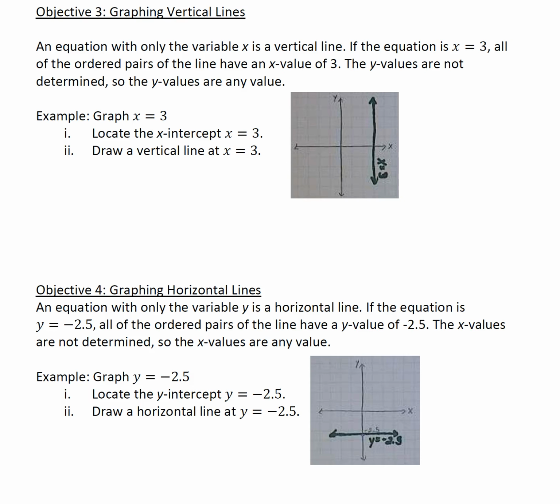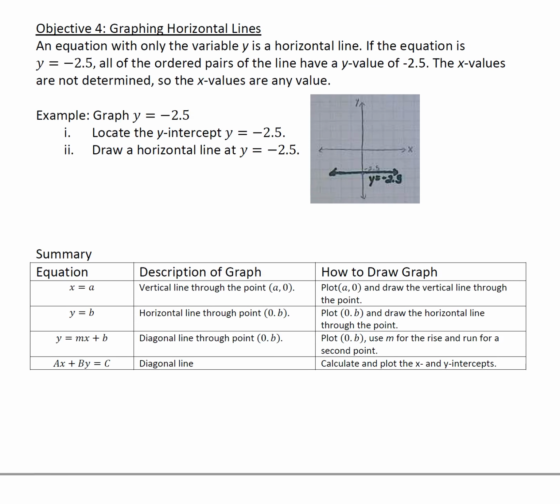Moving on to graphing horizontal lines. An equation with only the variable y is a horizontal line. The equation is y equals negative 2.5. All of the ordered pairs of that line have a y value of negative 2.5. The x values are not determined, so the x values are any value.